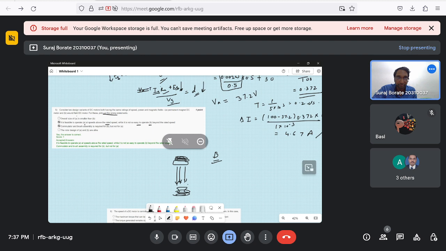Can anyone tell me what is the logic? What should be the answer? Are you able to read the options or is it too small? Now you can see. Okay. Tell me why the average value of output voltage should remain constant.